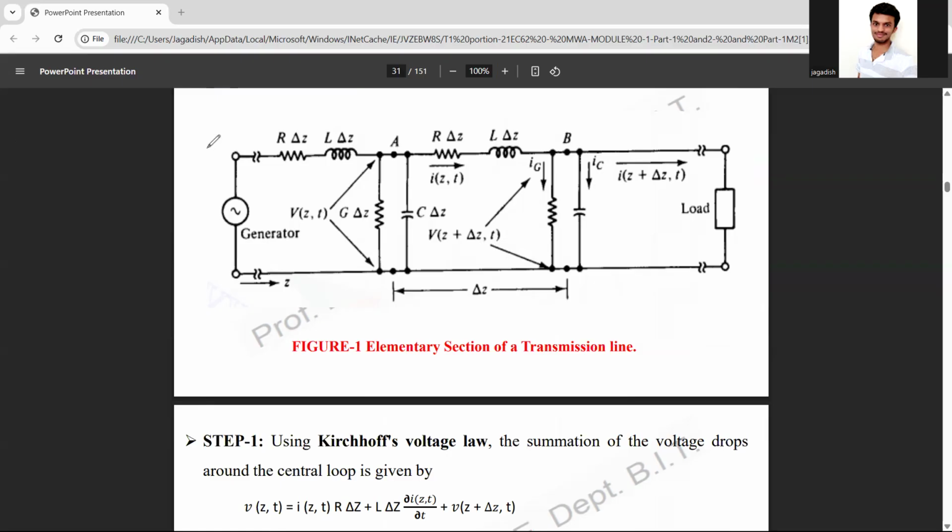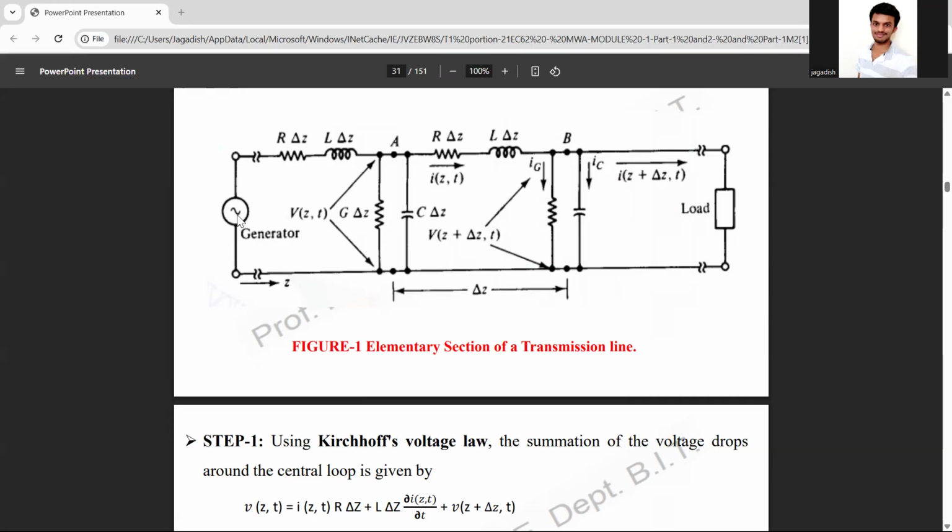This diagram you are supposed to draw: how the transmission line will look. It will have a resistor, inductor, conductance and capacitor. So this diagram you have to write and practice, with three meshes. This diagram is in the textbooks. Many people draw another diagram, but this is your standard textbook diagram. You are supposed to draw this diagram only.